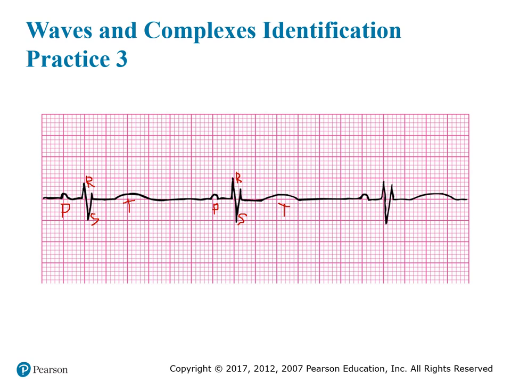R, S, R, then P, R, S, R, T. Well, R prime, sorry, R prime. If you notice, when you make an RSR prime, it kind of looks like an M. That's how you can tell you have an RSR prime.